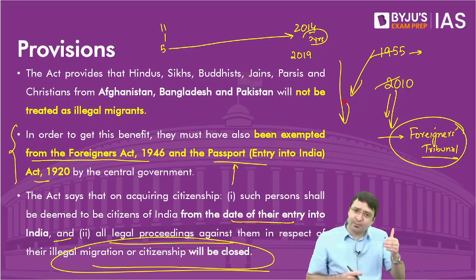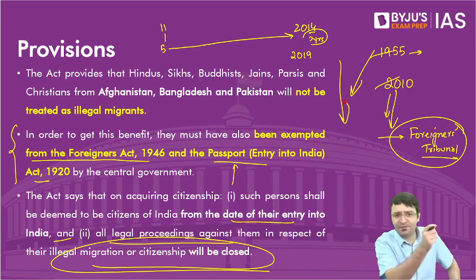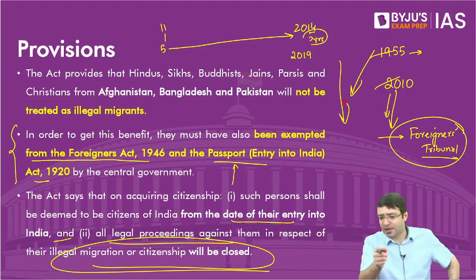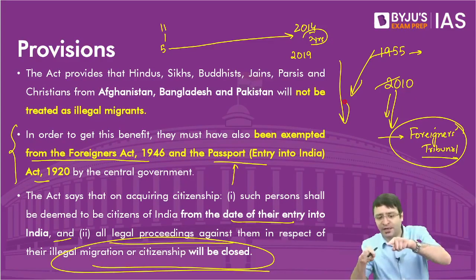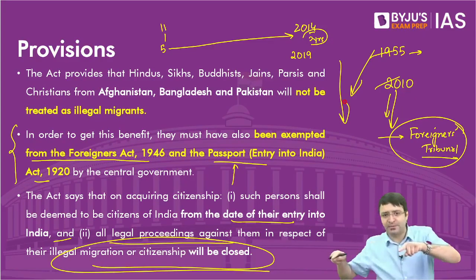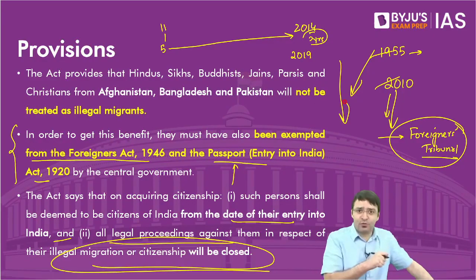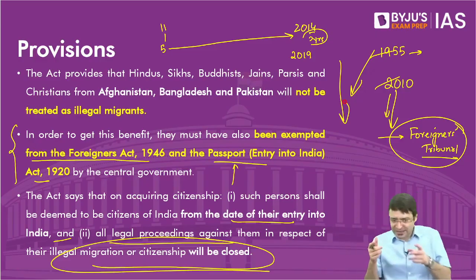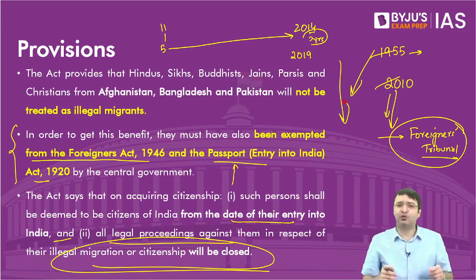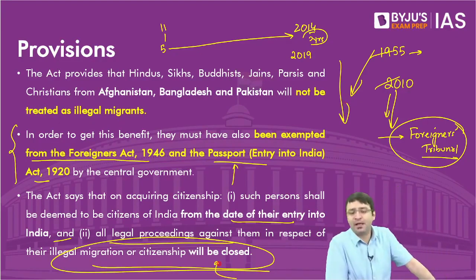You have come on or before 31st December 2014. No matter when you have come, whether in '50, '60, '70, '80, '90, 2000, 2010, 2014, from the date you have entered India, from that date, you will be deemed as the citizens of India. And maybe against some of you, there are legal proceedings going on in foreigners' tribunals. Whether there is a case of illegal migration against you, all such cases will be closed because you will be deemed as the legal migrants. You're not illegal migrants.